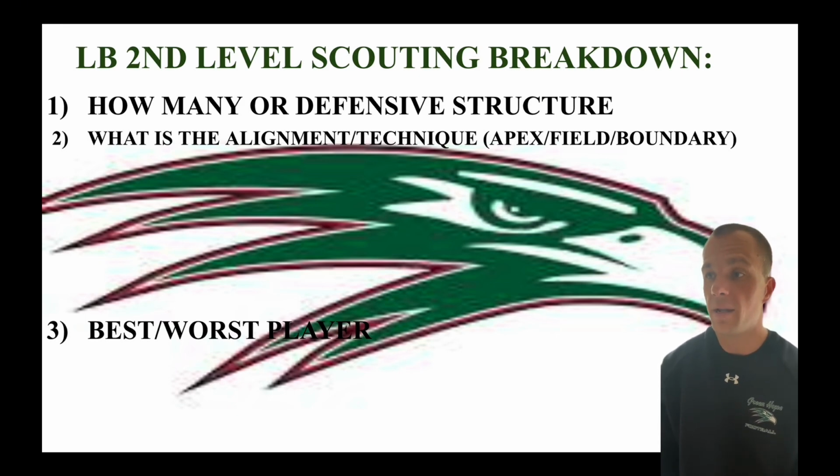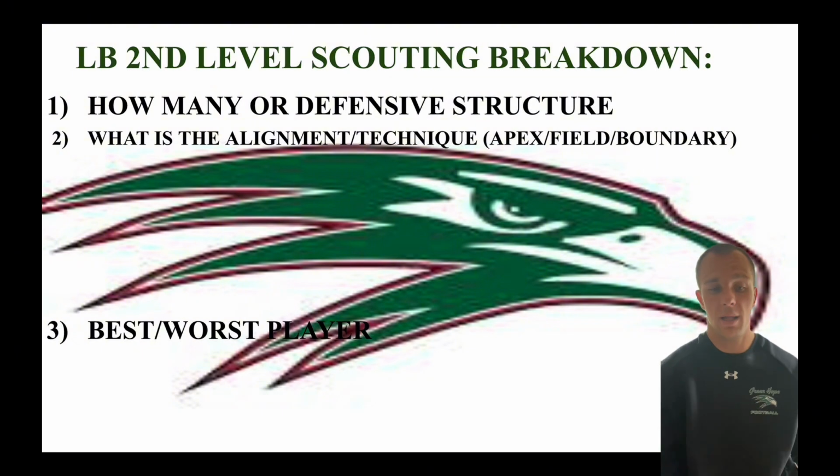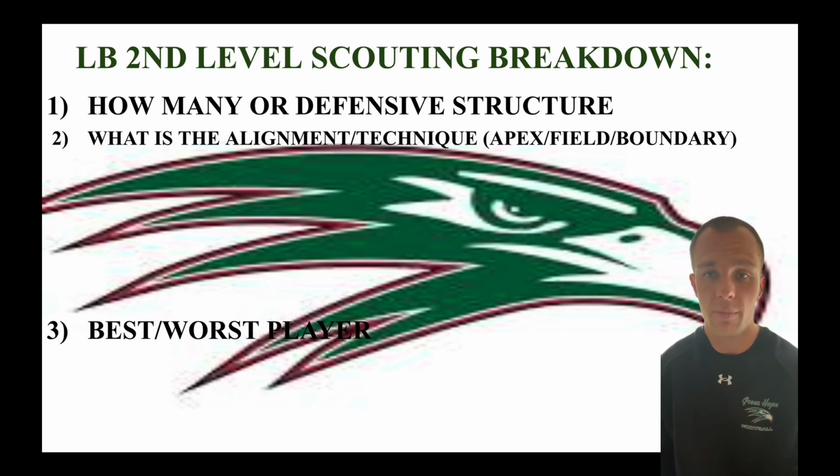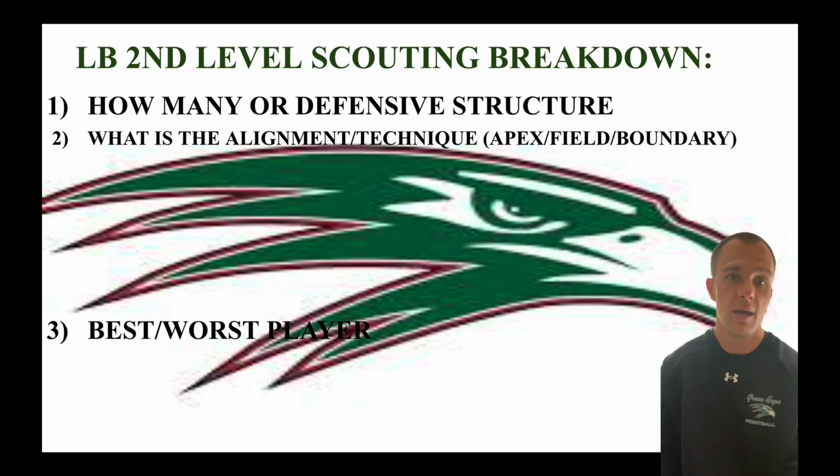But then it's also the alignment and technique and what they're doing, lining up to what strength: the passing strength, the run strength, to the field, to the boundary? Or how are they apexing? Are they going to stay tight to the line of scrimmage? How can you use their alignments, their techniques, their structure and their rules against them with what you do well and what we do well? So that's our next thing that we'll break down.